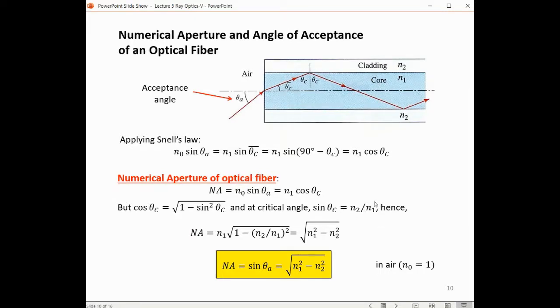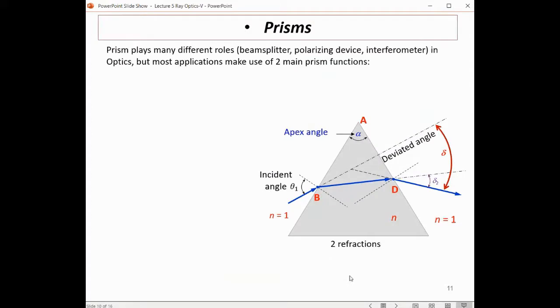Therefore, substituting this value into sine theta C here, we have the numerical aperture equal to N1 root of 1 minus the ratio N2 over N1 squared. And that would be equal to the root of N1 squared minus N2 squared. If N0 is 1, as in air, then the numerical aperture would just be the sine of the acceptance angle, or you can also express it as root of N1 squared minus N2 squared.